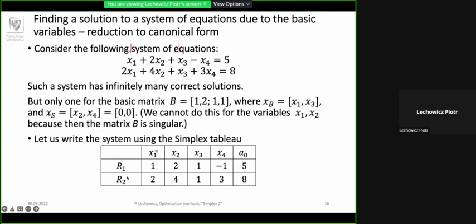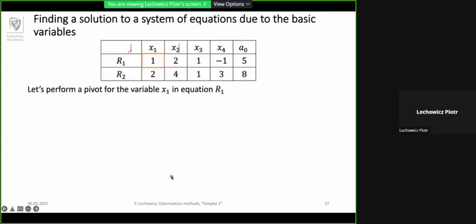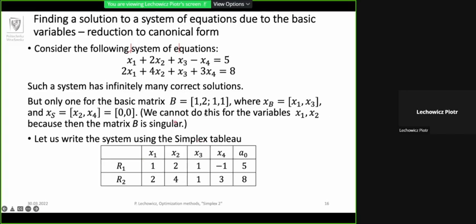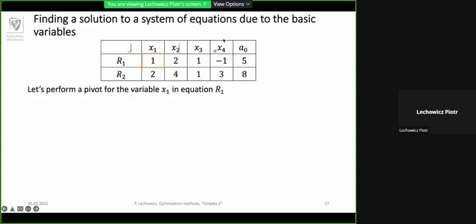So we write such a system of equations using a simplex table. So x1, x3 are our basic variables. These are our free variables. So we are just rewriting this system of equations to the table. And then we are performing pivots on our basic variables. So we need to perform a pivot on first column and then pivot on third column. So we are making a pivot on first column, first row.